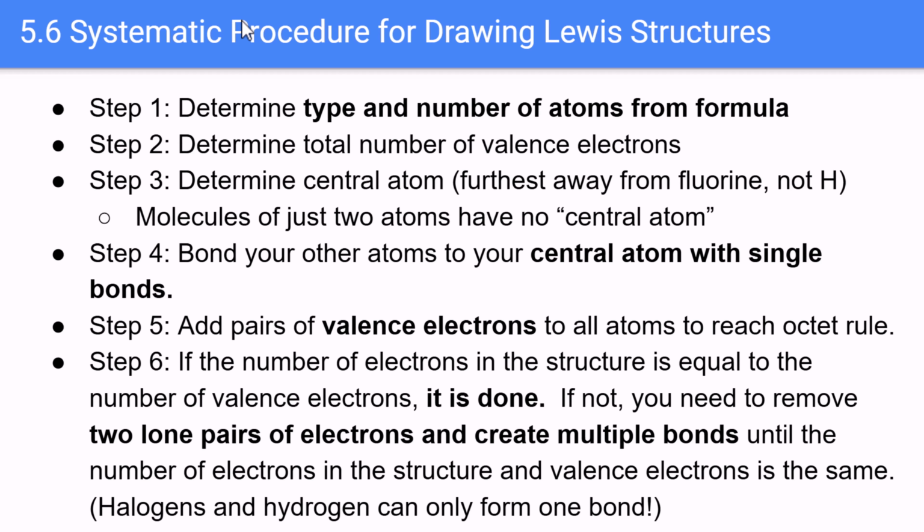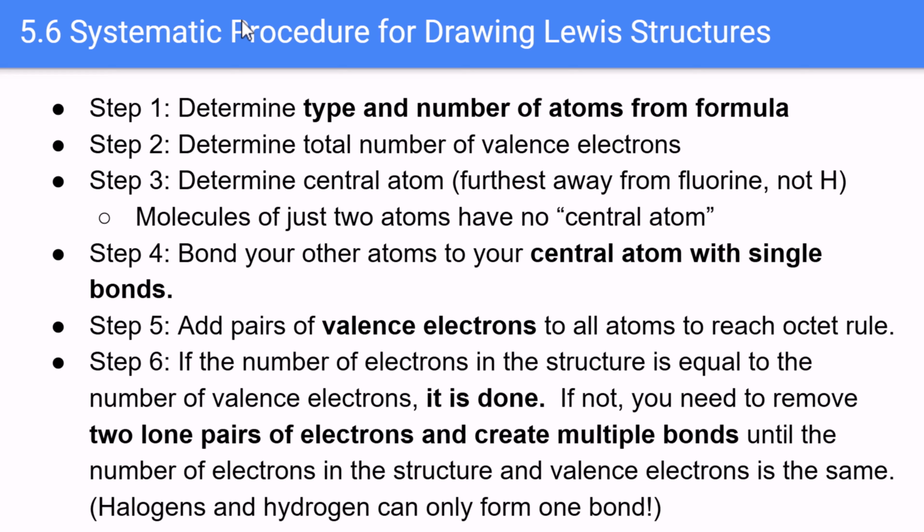Step 2: determine the total number of valence electrons. Remember that is information based off of the element's location on the periodic table. If I look at a periodic table, I should be able to determine the number of valence electrons in individual atoms, and then I can step by step determine the total number of valence electrons I need. This essentially tells you roughly how many electrons need to be in your structure when you are done.